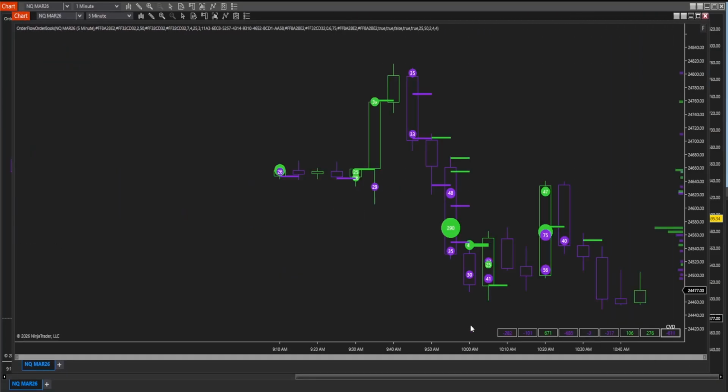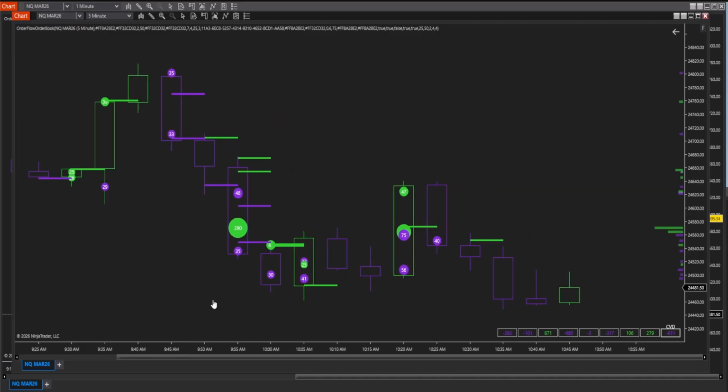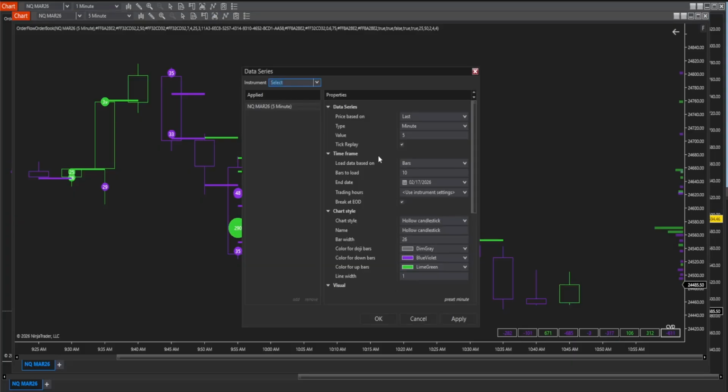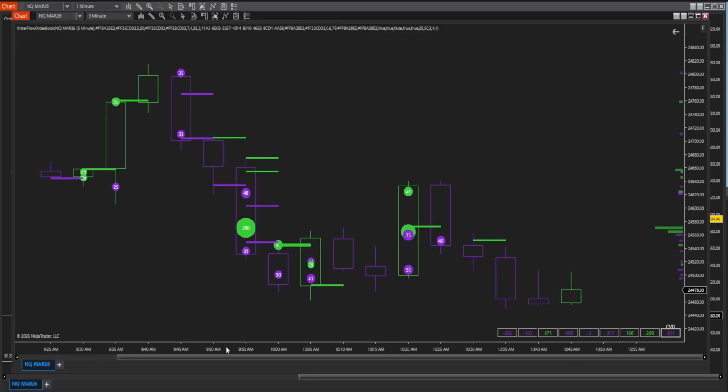I look at a 5-minute, and I only have the feed looking back about 10 bars to load, because I just don't want a whole bunch of stuff. I just want the platform to be fast.